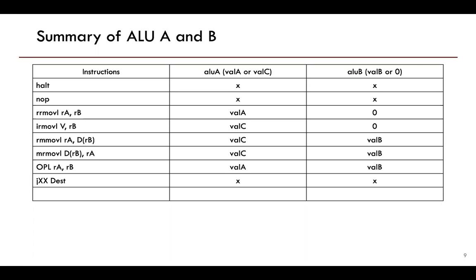Okay, so for an instruction like RR move, we select val A, and then we select 0 for ALU B. And also for the IR move instruction, we select val C, and we select 0. Okay. So you can refer to this, and then let me explain in a little more detail why we select value A or value C, something like that.